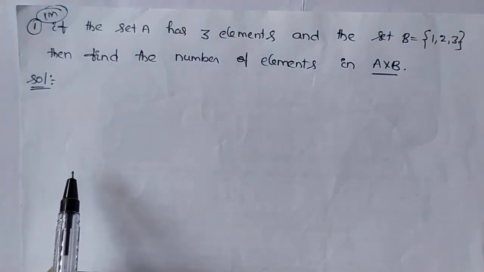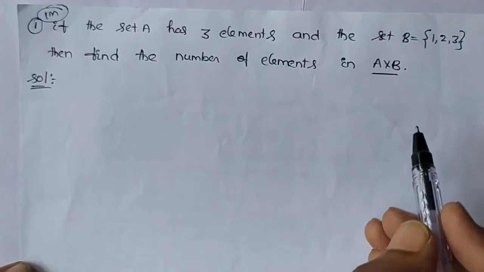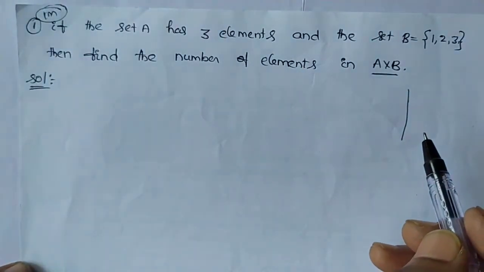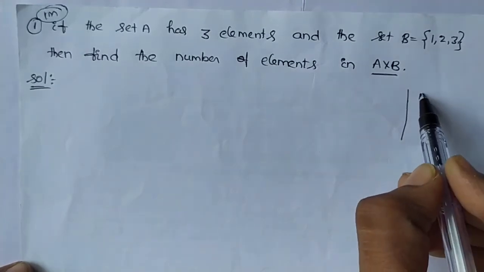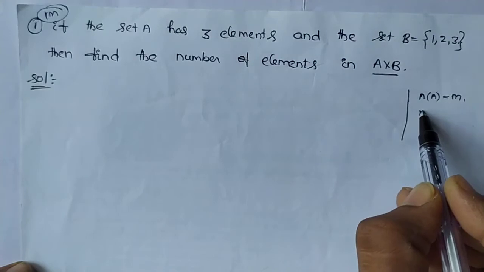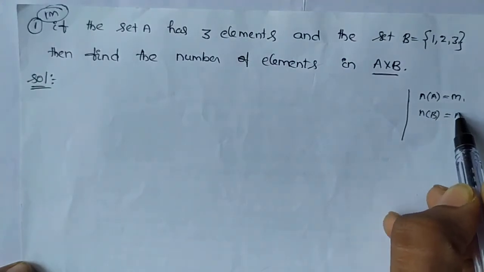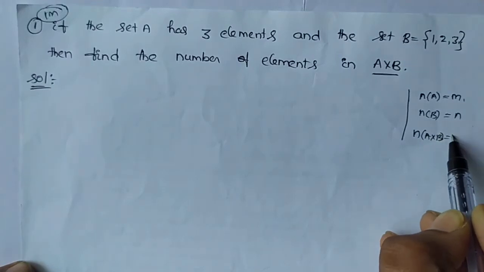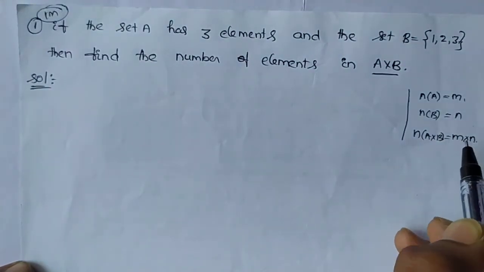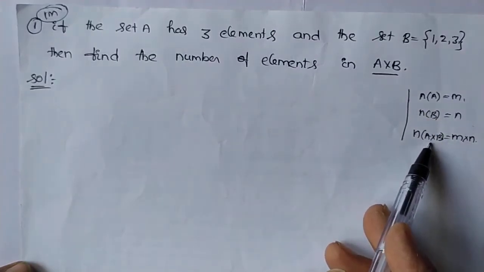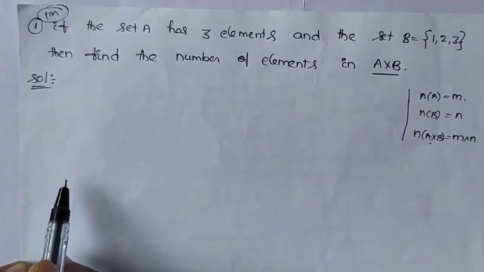Now come to this question. What is that note point? There we have the direct formula to find the number of elements in A cross B. If the number of elements in A is m and the number of elements in B is n, then the number of elements in A cross B is m into n, that is mn. It is a formula to find the number of elements in A cross B.